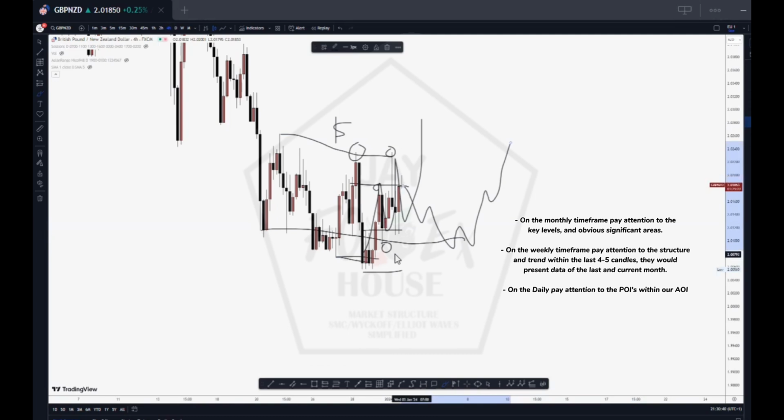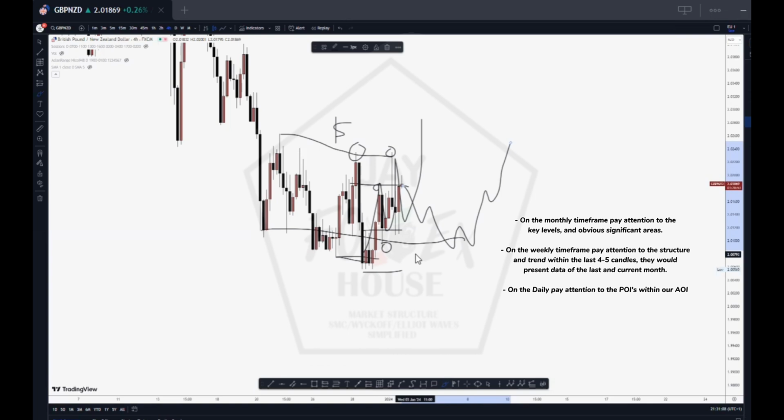On the weekly time frame, you have to pay attention to the structure, okay, and the first 5 candles or 7 candles within the weekly time frame that could be presenting the present trend of the market. Okay, so you have to pay attention to less candlesticks and more of what the structure is doing. Is it bullish and is it bearish?